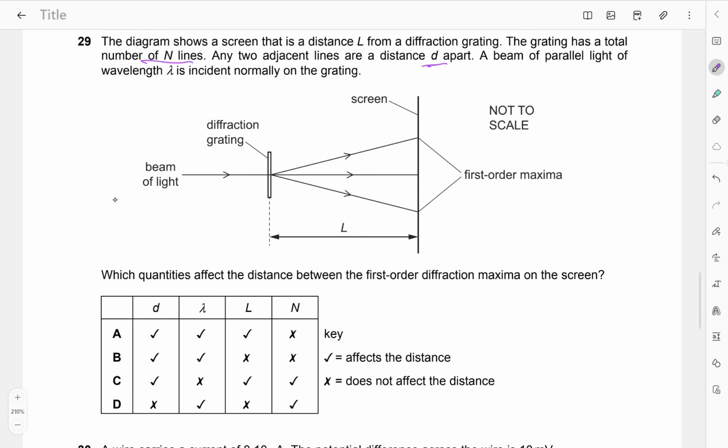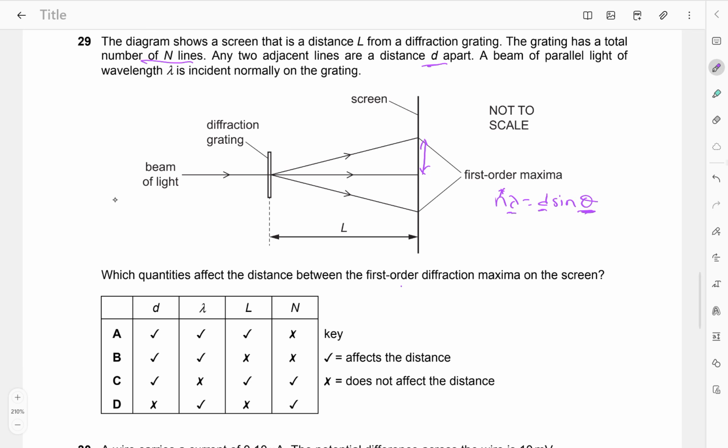Remember, for a diffraction grating, N lambda is equal to D sine theta. Okay, so D is the slit separation. So when we change the slit separation, of course, which quantities affect the distance between the first order diffraction maxima? So we want the distance here on the screen. Of course, when I change D, remember that distance is depending on this angle. So because N is constant, wavelength is automatically affecting.